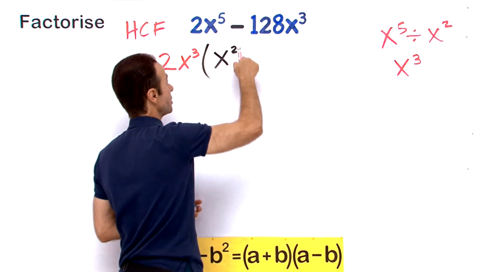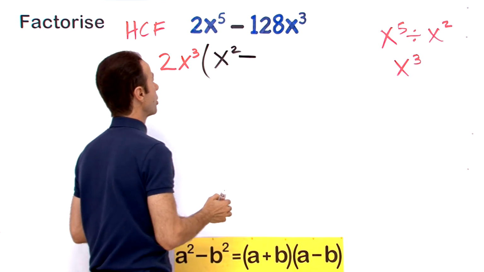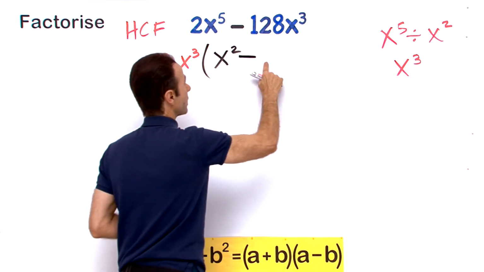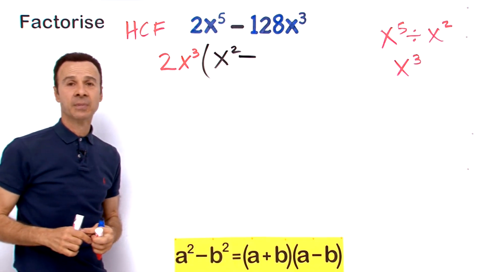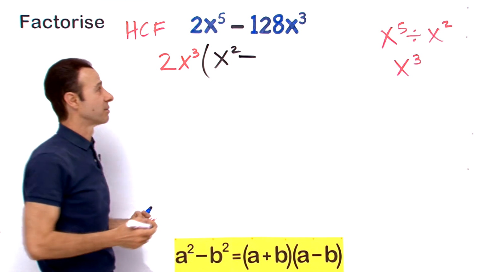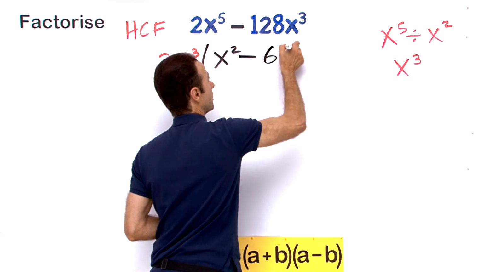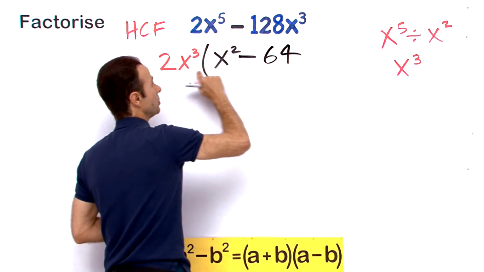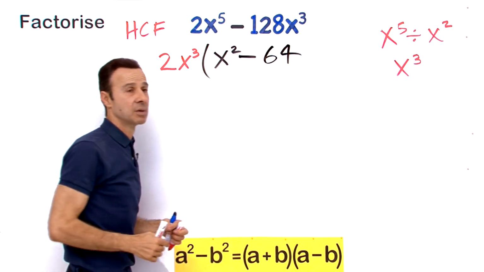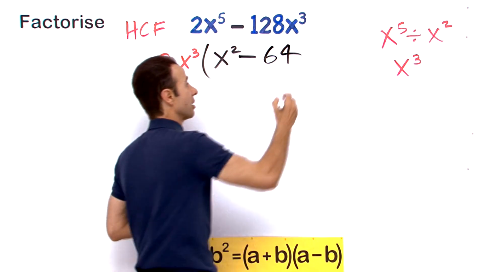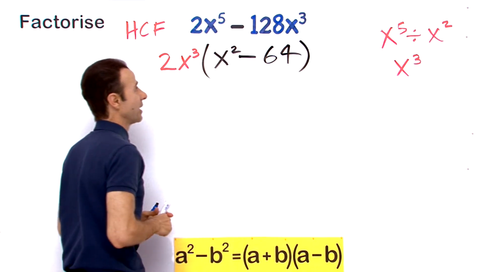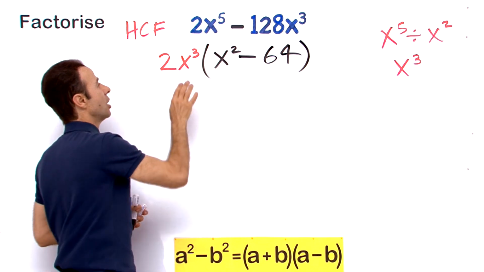Now, let's bring down the minus sign. Now, let's work with the numbers. 2 times what gives me 128? In other words, what's half of 128? 64. X cubed times what gives me x cubed? Just 1, so we don't have to write anything. So let's test that out now. Always good to check and test.